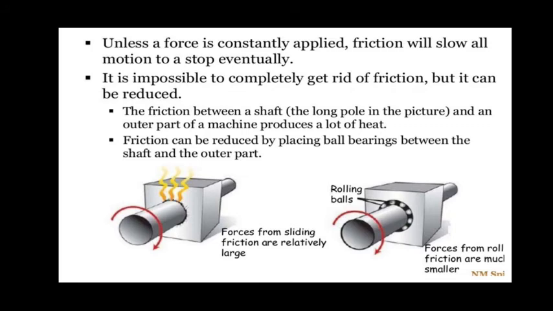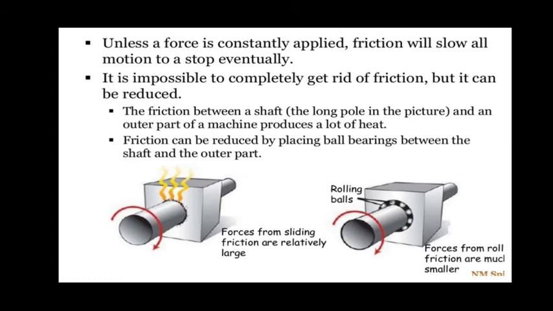Similarly, here you can see the two machine parts. One is a roller, another one is a square shaped machine part. It is having an interaction, that is the shaft, this entire thing is called the shaft. Because this roller and this square shaped instrument rub each other, they produce some heat. Because of this heat there will be wear and tear. So in order to avoid this, we use rolling balls.